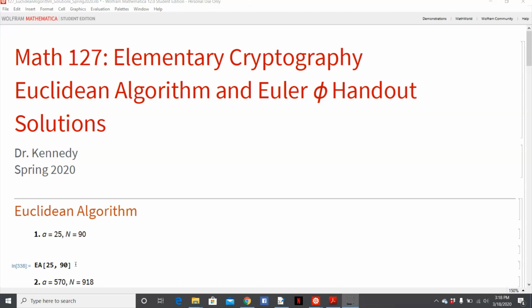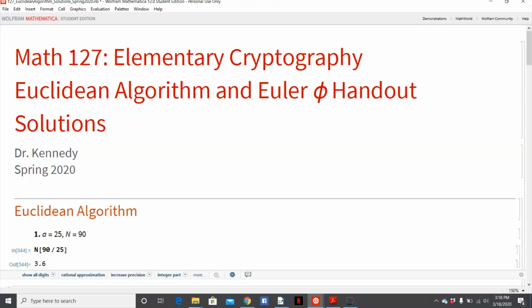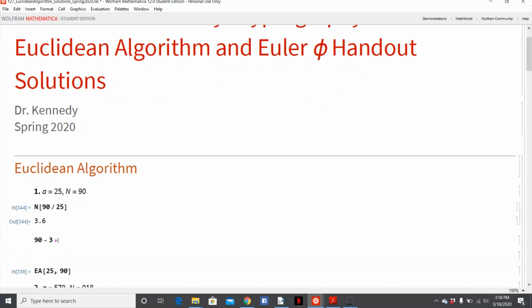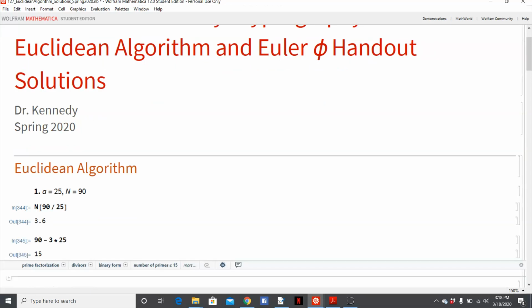All right, so for our first values, we need to find the GCD of 25 and 90 using the Euclidean algorithm. So we are going to go with successive division by remainder. So I'm going to take 90 and divide it by 25 and get my remainder. So how many times does 25 go into 90? It goes in at least 3 times. So if I work that out, I get a remainder of 15.